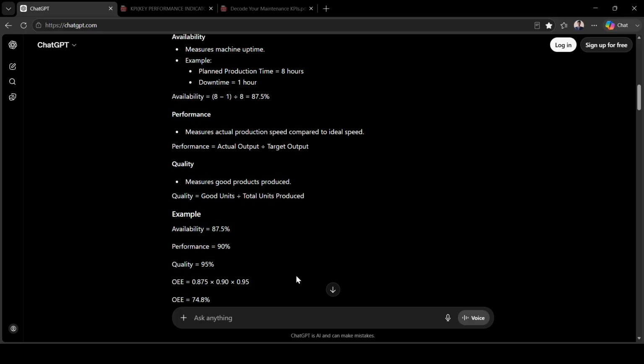Performance measures actual production speed compared to ideal speed. Performance equals actual output divided by target output. Another one is quality, which measures good product produced. Quality equals good units divided by total units produced.